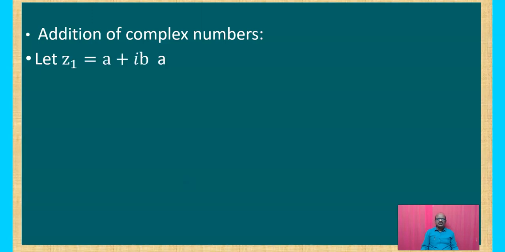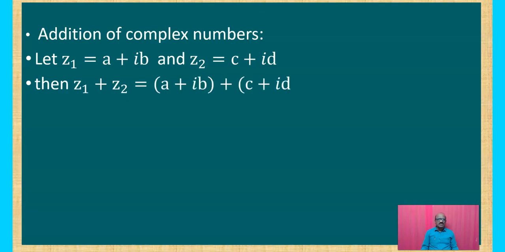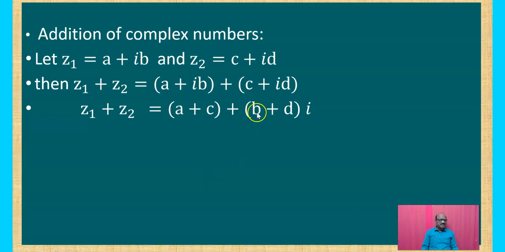Let z1 = a + ib and z2 = c + id. Then z1 + z2 = (a + ib) + (c + id). Then z1 + z2 = (a + c) + i(b + d). Take i as common, and therefore z1 + z2 = (a + c) + (b + d)i.